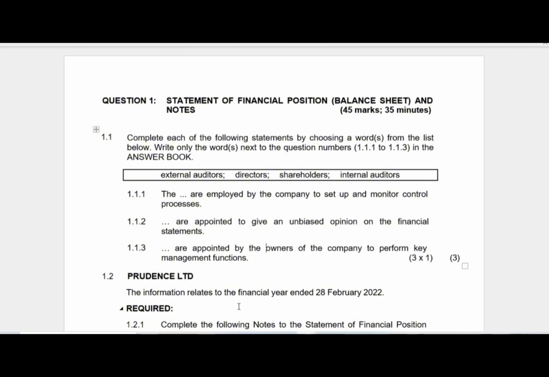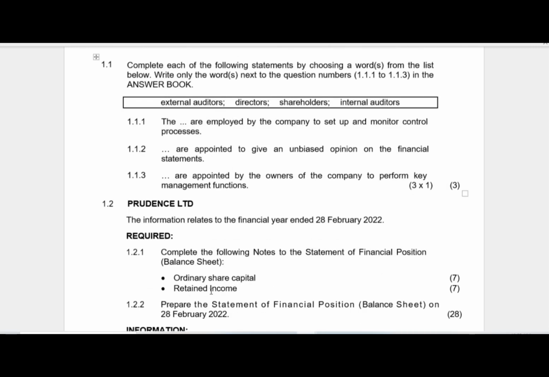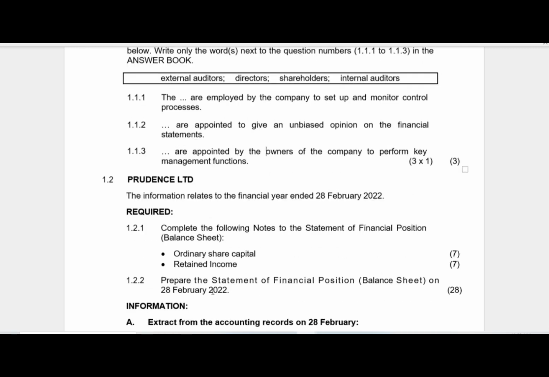Today I'm going to do this question. It's a matriculant or grade 12 question. In this question, we are required to prepare the notes to the statement of financial position, which is ordinary share capital and retained earnings, and the statement of financial position. So I'm only going to do the notes. Number two, I will prepare the statement of financial position in the next video, so that you can better understand certain things that need to be understood better.